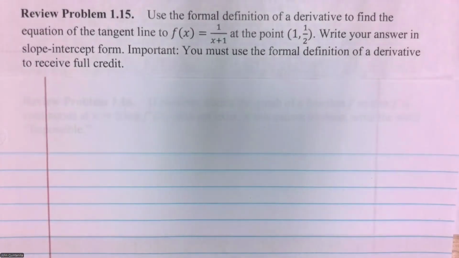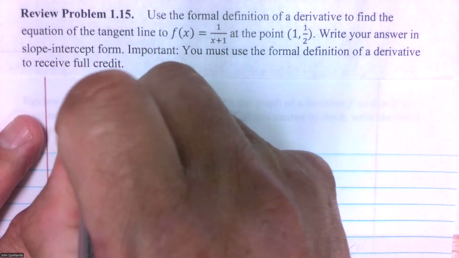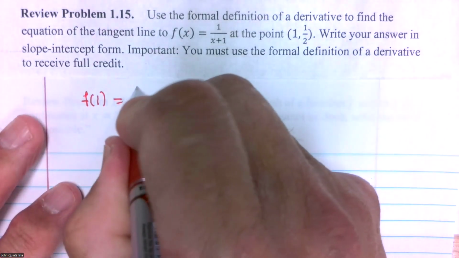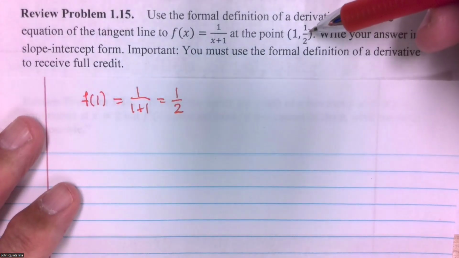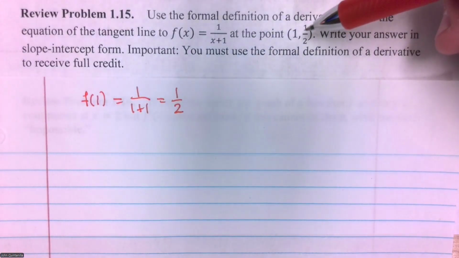For this problem, we're going to use the formal definition of a derivative to find the equation of the tangent line of f of x is equal to 1 over x plus 1 at the point (1, 1/2). We need to write the equation in slope-intercept form, and we must use the formal definition of a derivative to receive full credit. Before we get too far into this, we notice that f of 1 does indeed, if I simply plug in 1, I get 1 over 1 plus 1, which is equal to 1/2, and that is indeed the y-coordinate stated in the problem, so that's good.